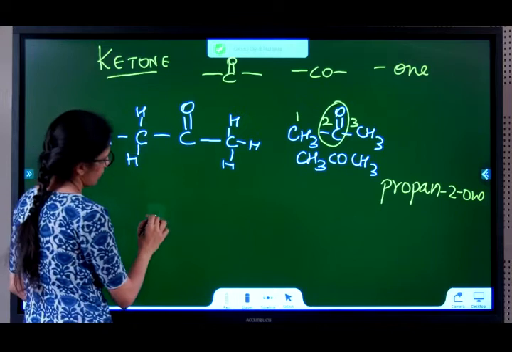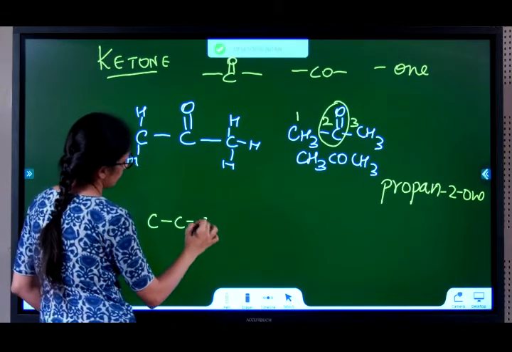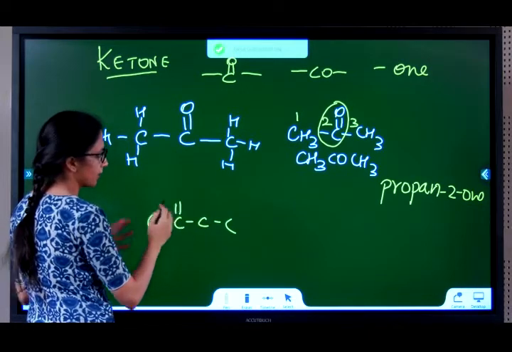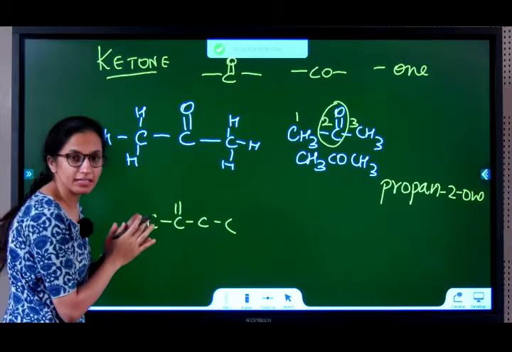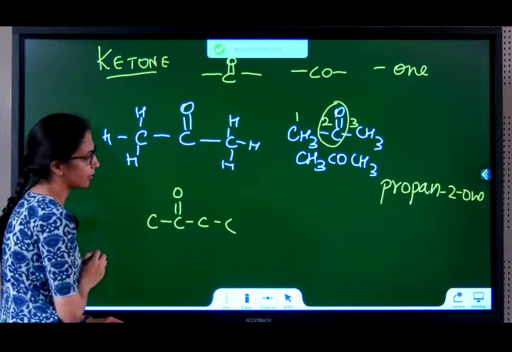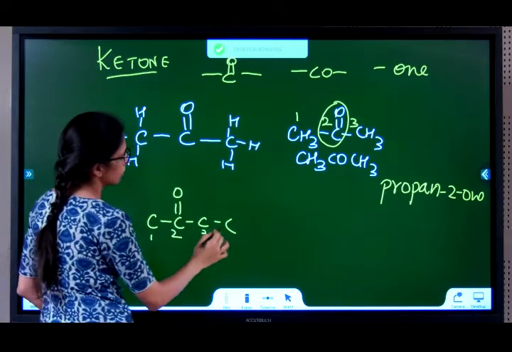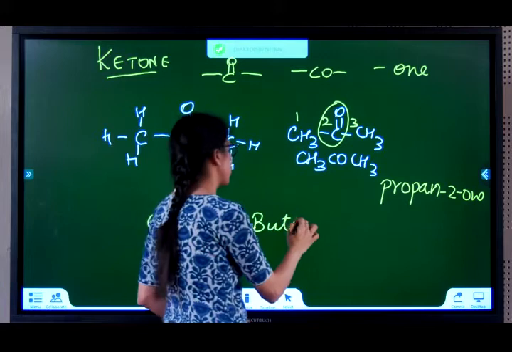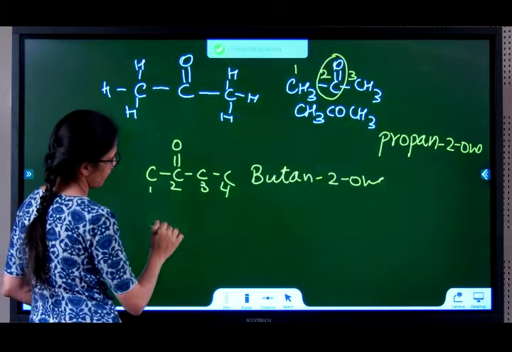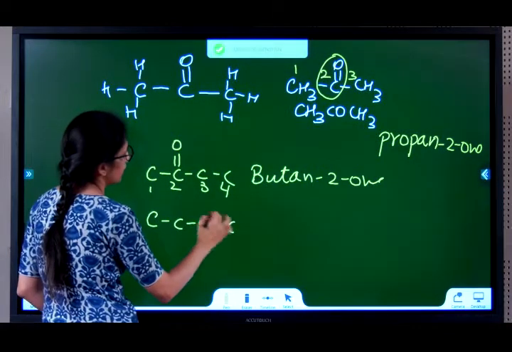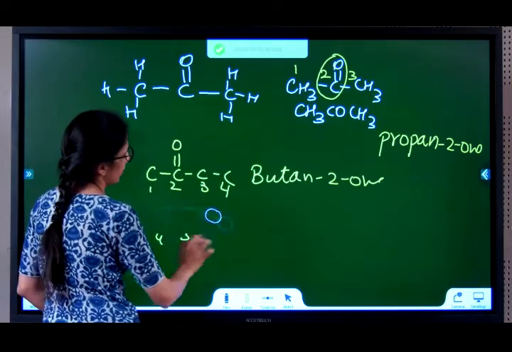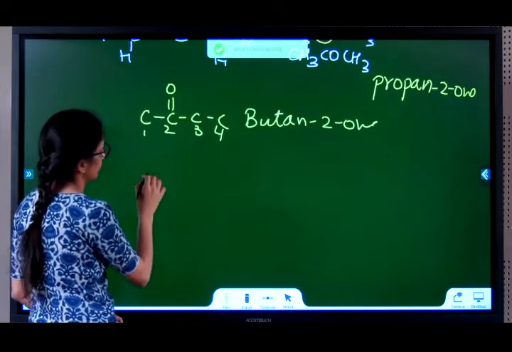Next. Go for the fourth one. C double bond O has to be only in the center. It cannot be in the side. I already explained why, because if C double bond O is in the side, it becomes an aldehyde group. So if I put it over here, then what happens? 1, 2, 3, 4. Butan-2-one. If I put it at this position, then also butan-2-one, numbering order will change. So it's the same.